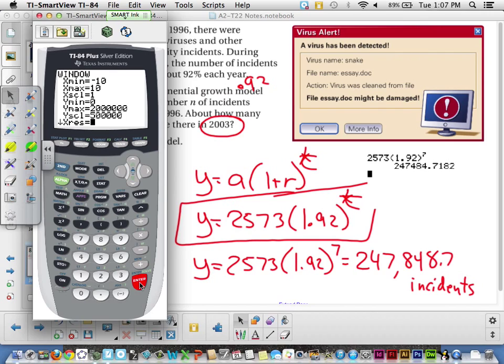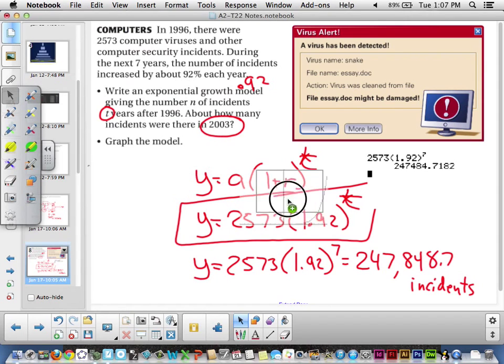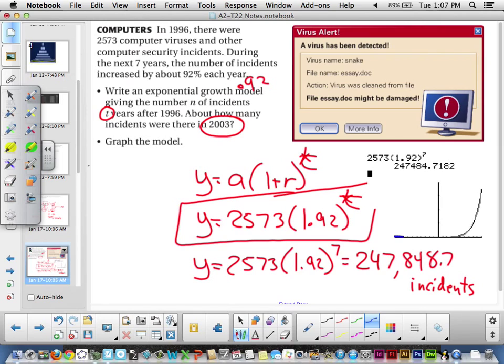And when we graph it, we can see that exponential shape taking place, where it's slow growth at first because your amount of growth is based on how many you have. If you don't have a lot, you can't grow a lot. But the more you get, the more you can grow from.